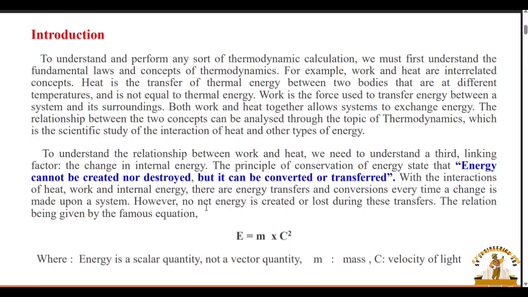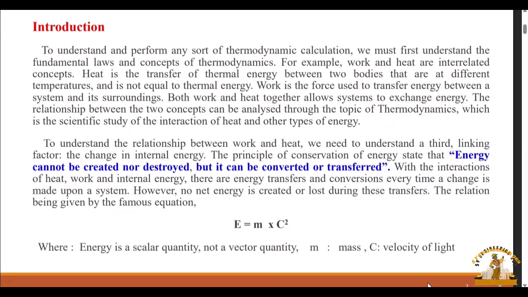However, no net energy is created or lost during these transfers. The relation is given by the famous equation: E equals m c squared, energy equals mass times the velocity of light squared, where energy is a scalar quantity, not a vector quantity. M is mass, C is the velocity of light.